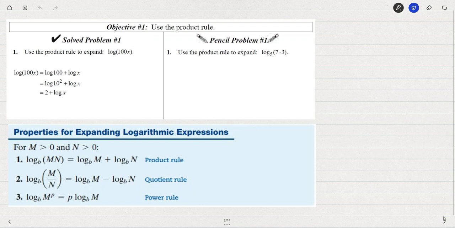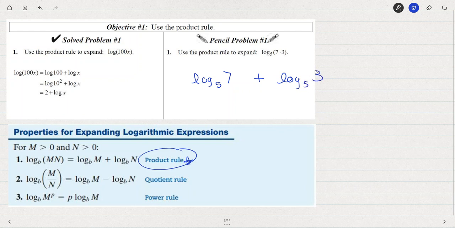And from the different properties we have, if you have the product rule for logs, we can find log base 5 of 7 times 3. Log base 5 of a product is equivalent to the sum of the two logs. So the log of a product is equivalent to the sum of two logs. That's the product rule. So if I have log base 5 of 7 times 3, I can rewrite that as log base 5 of 7 plus log base 5 of 3.